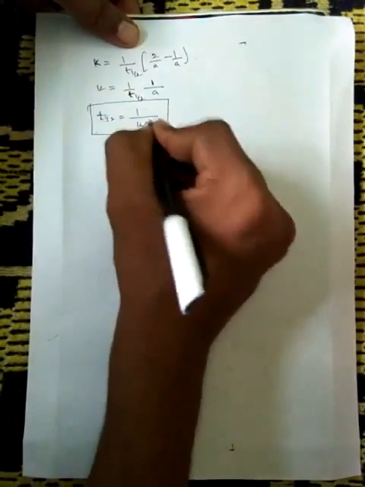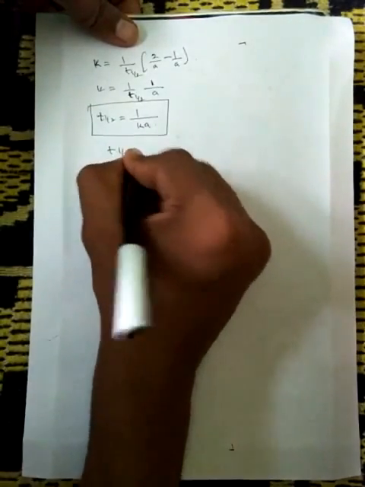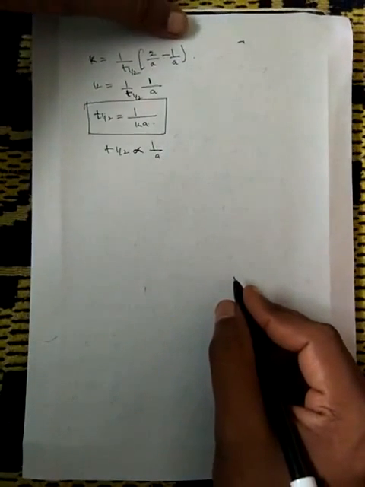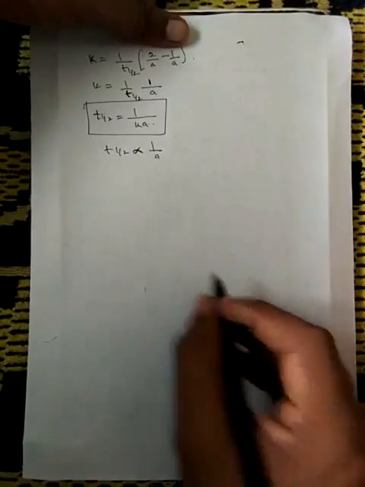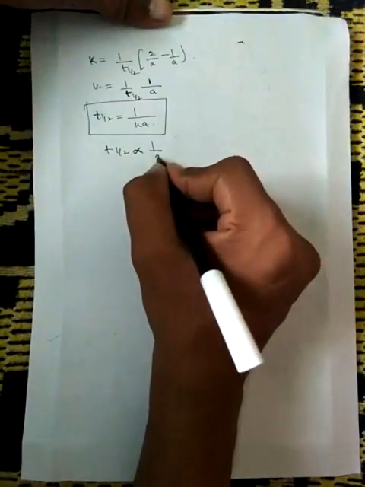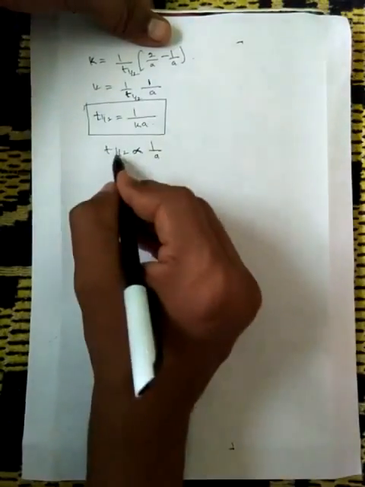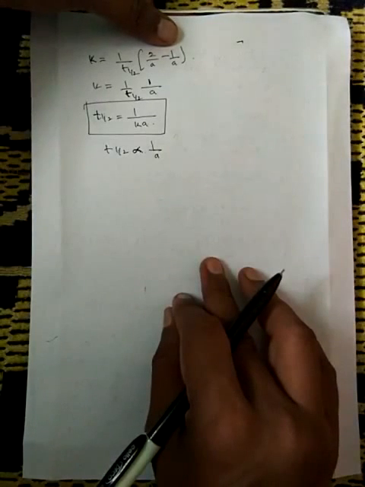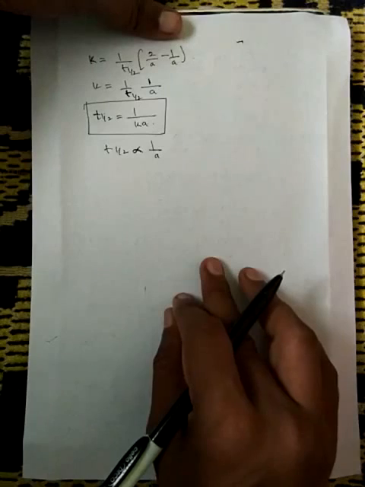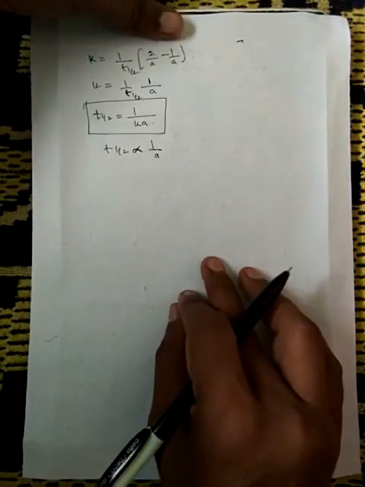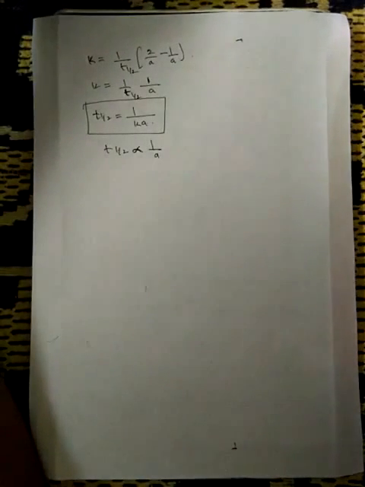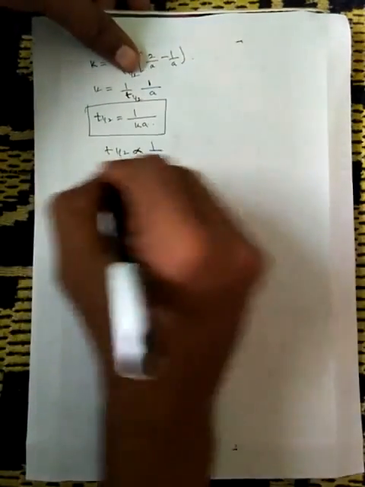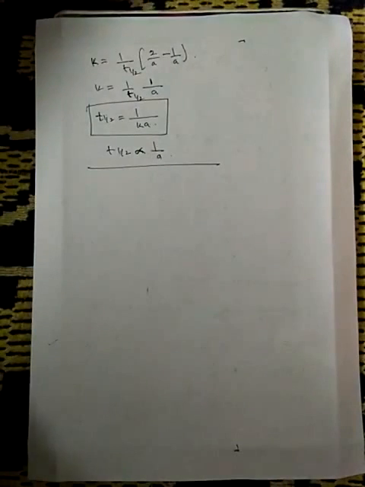You find that the half-life period is inversely proportional to the initial concentration. So if you take a small amount of A, then t half will be very large, and it will take more time for the completion of the reaction. Okay, that's all. Next, I will solve a problem.